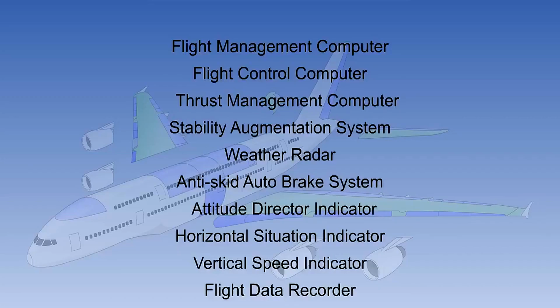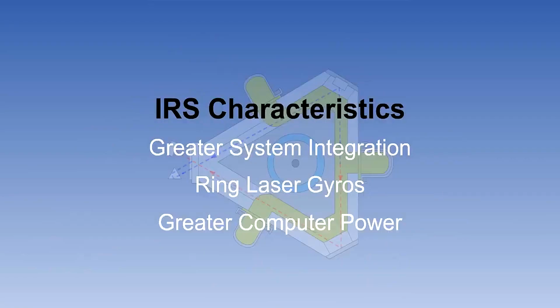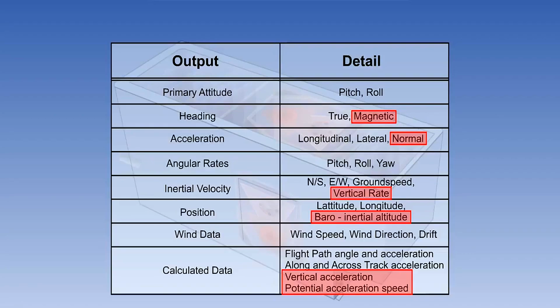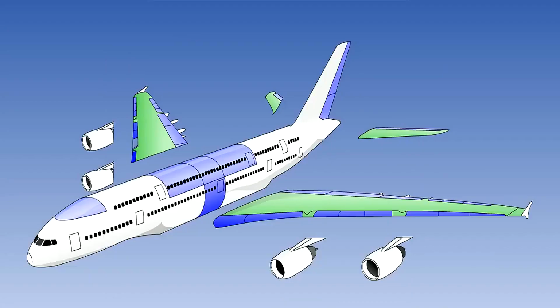Let's summarize what we've covered so far. There are three main characteristics which make an IRS recognizably different from the first-generation standalone INS. These are greater system integration, the use of ring laser gyros, and much greater computer power. The outputs of the IRS are broadly similar to those of the older INS, but with the addition of a vertical channel and a magnetic database.